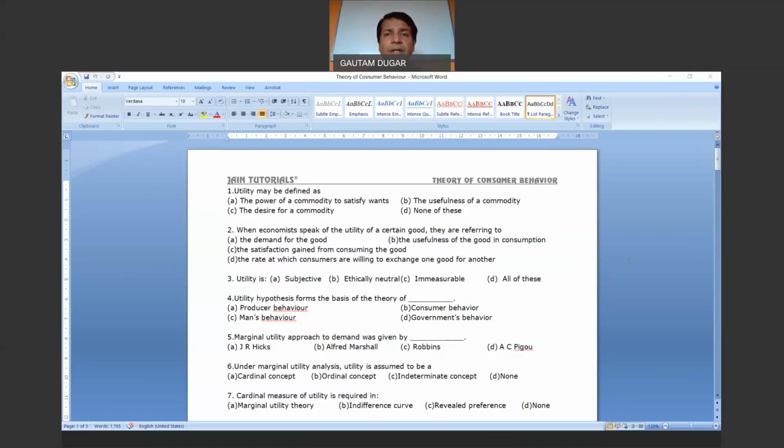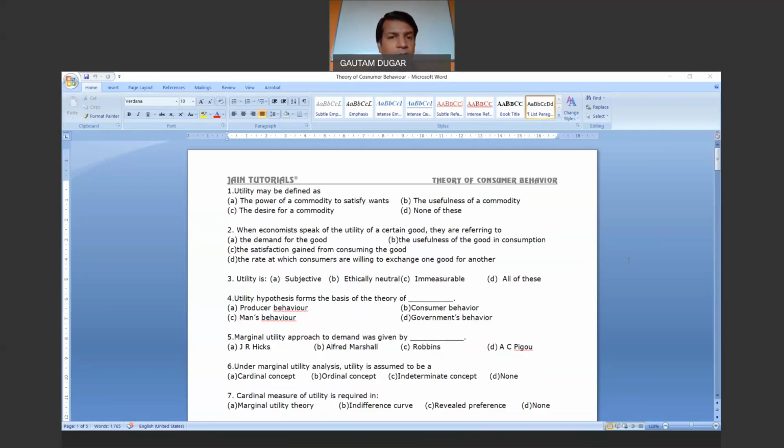In that respect, we have two types of utility: one is cardinal utility, the other is ordinal utility. Cardinal utility is the utility which can be measured, given by Alfred Marshall and other economists. Ordinal utility is that which cannot be measured, but can be compared. Cardinal is measurable, ordinal is non-measurable, right?